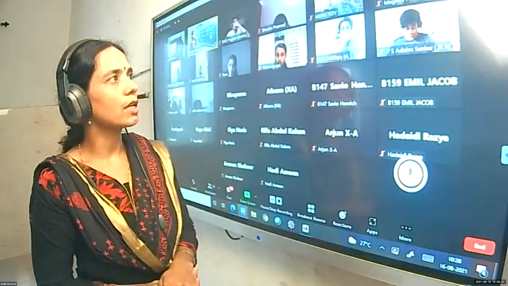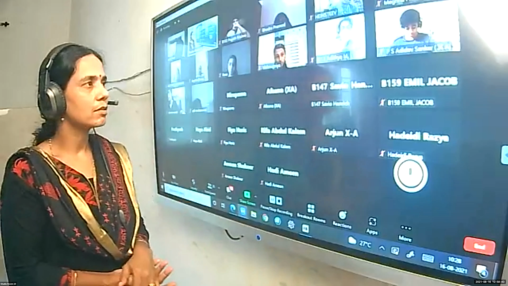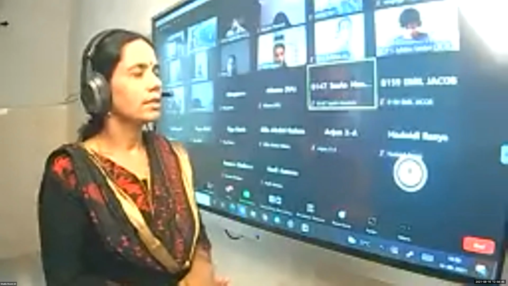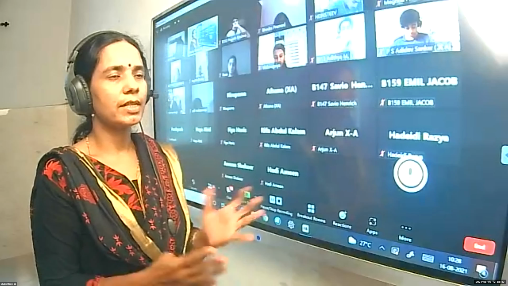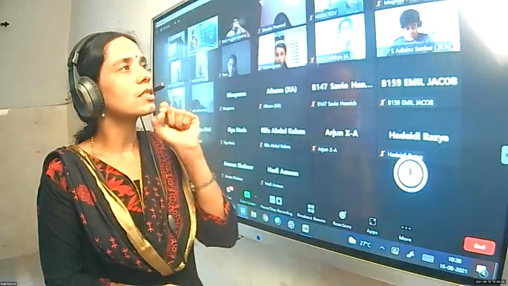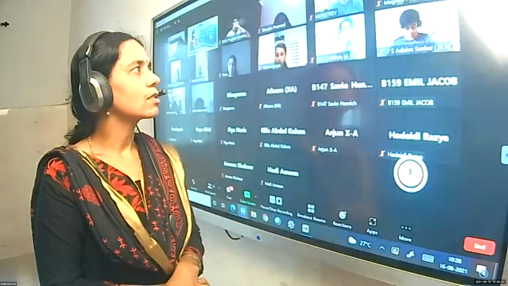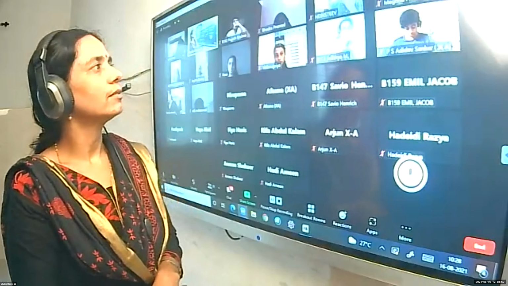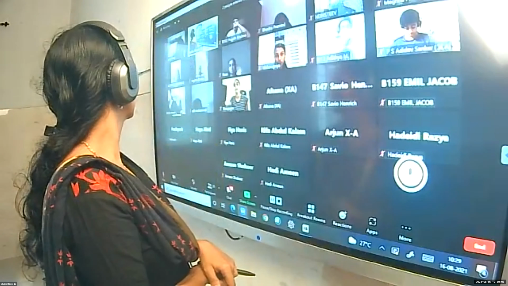Suppose two sides are equal, then it is an isosceles triangle. If all the sides are different, yes, it is a scalene triangle. If all the sides are different, we say it is a scalene triangle. What about an isosceles right angled triangle? Two sides will be equal and the angle between them will be 90 degrees.